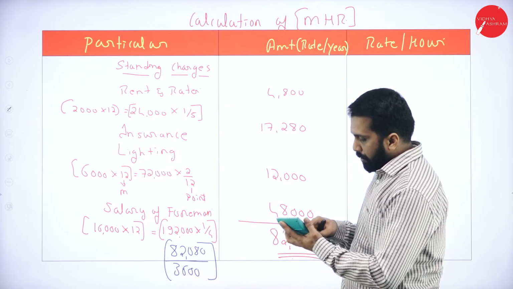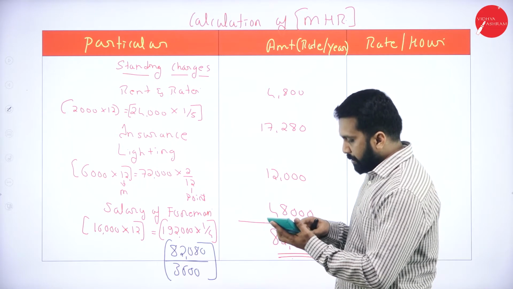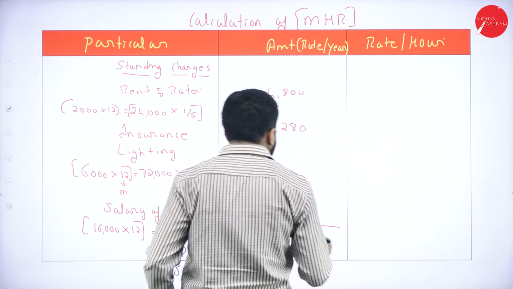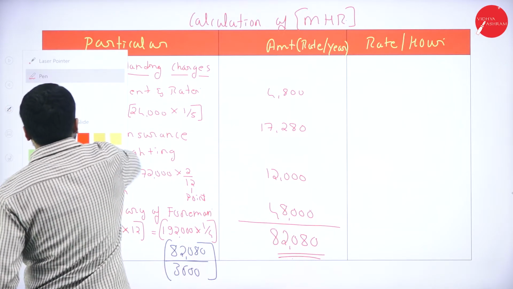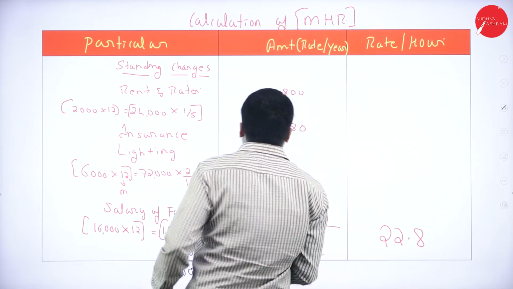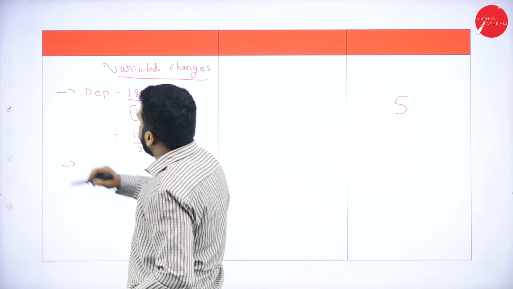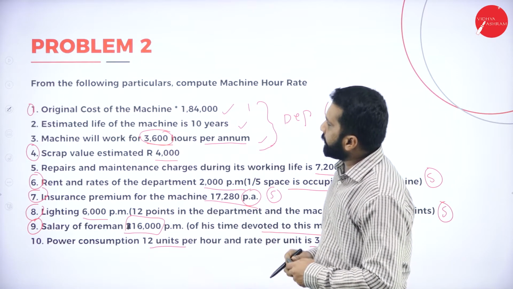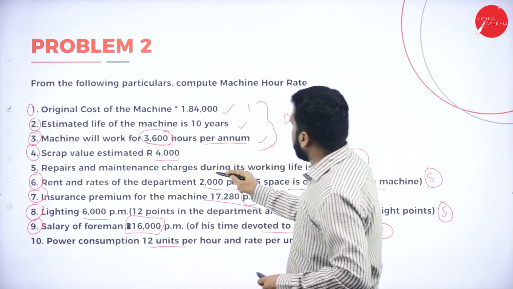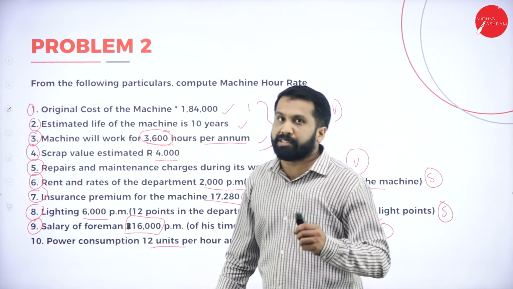Now, 82,080 divided by 3,600. I got 22.8. So this one is also done, your depreciation part, and 2 more to go. Which are those? Repair and maintenance charges, 7,200. Repair and maintenance is always variable.